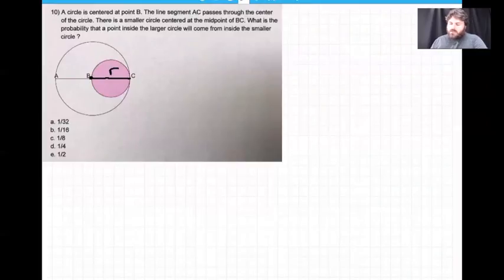And then it says that the smaller circle is centered at the midpoint. That means that the center of the small circle is there, which means little r would be half of the radius, right?